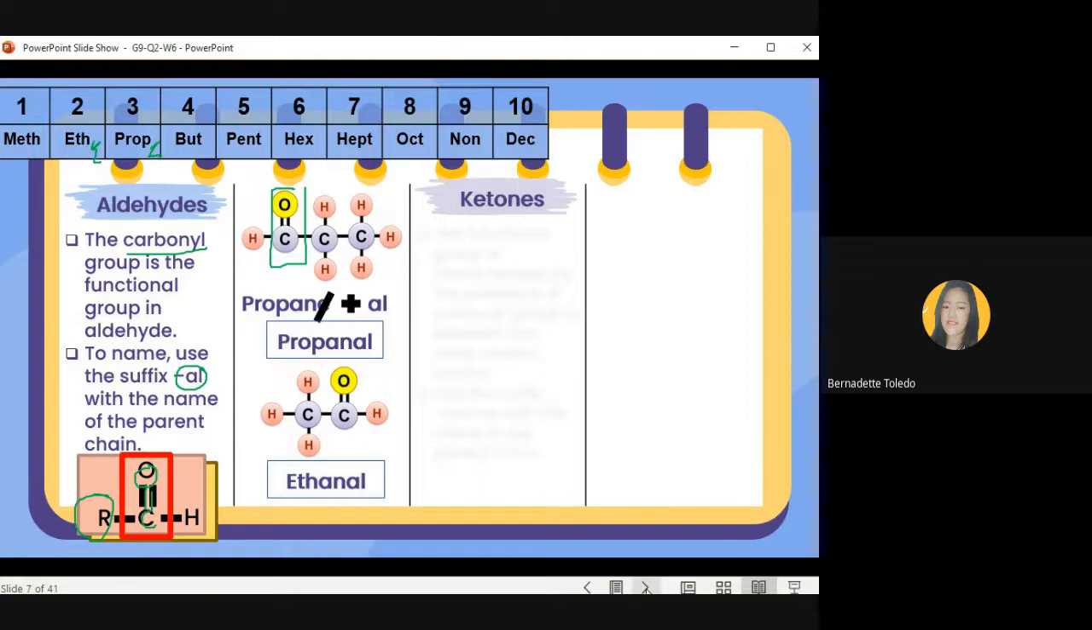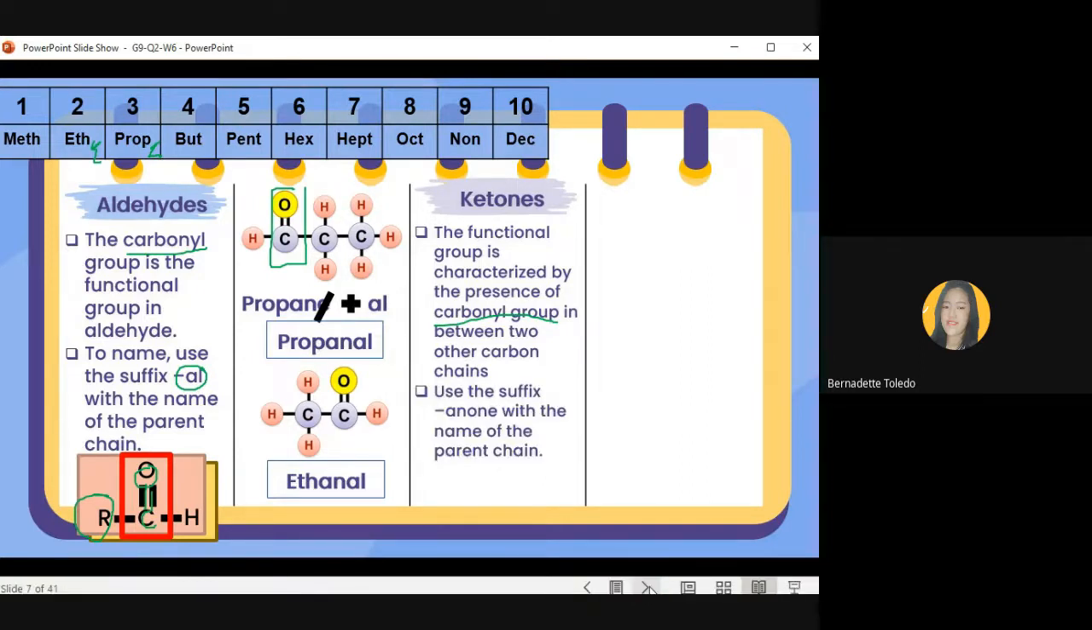Now another functional group is the ketones. Ketones are also a carbonyl group. So the functional group of ketones is carbonyl also, same with the aldehyde. But there are differences. Later on, I will cite the differences. So the functional group is characterized by the presence of a carbonyl group in between two carbon chains. And to name the ketones, we will just add anone at the end of the parent chain.